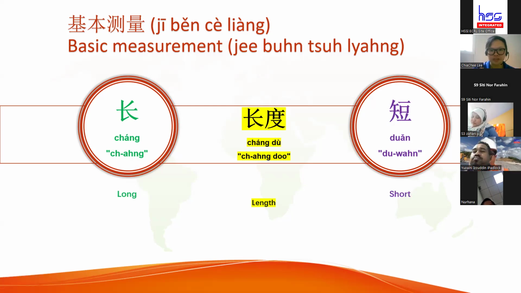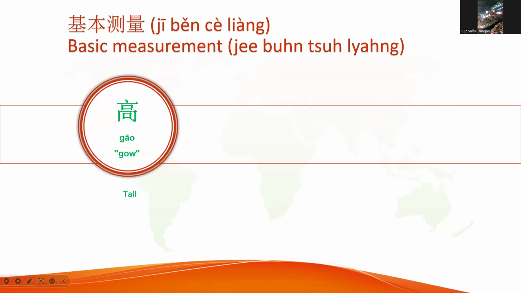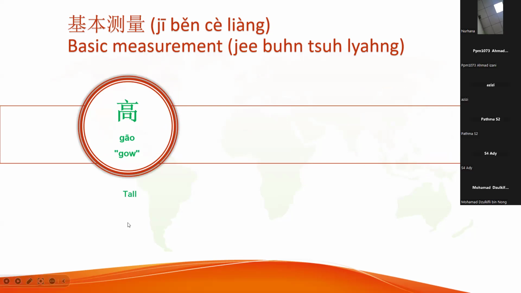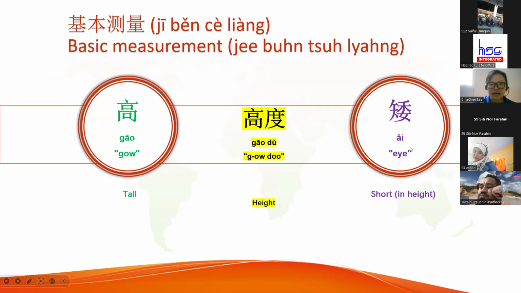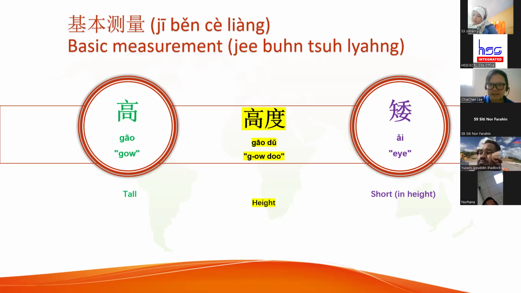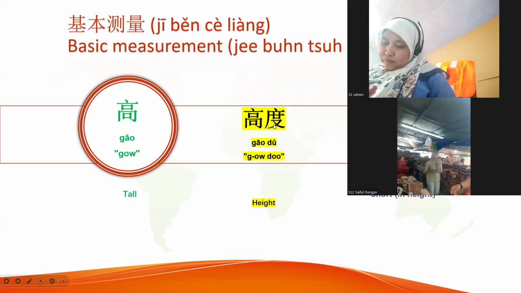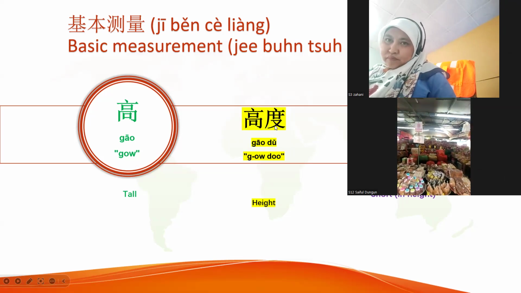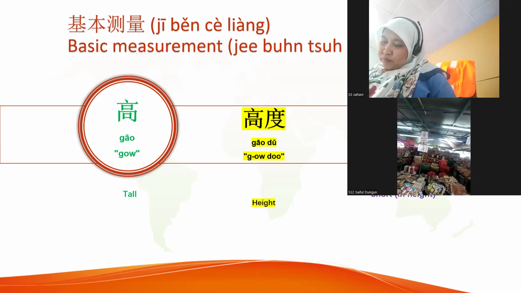The second pair we have is height. So we have 高, which is tall, in comparison with short in height, which is 矮. So both 高 and 矮 are height. Height in Mandarin is called 高度. We have 高 and then we have 矮.